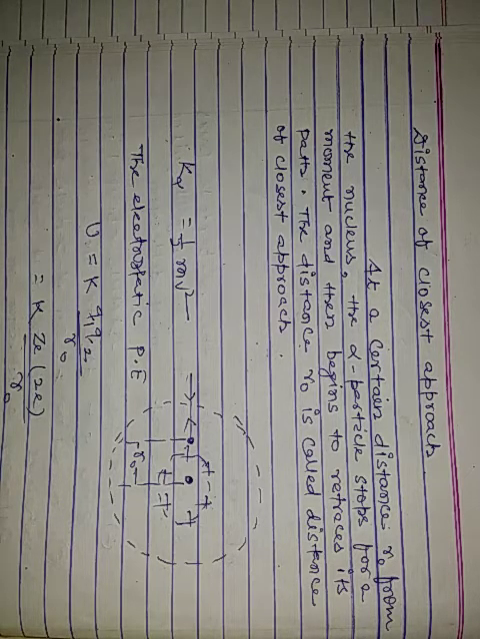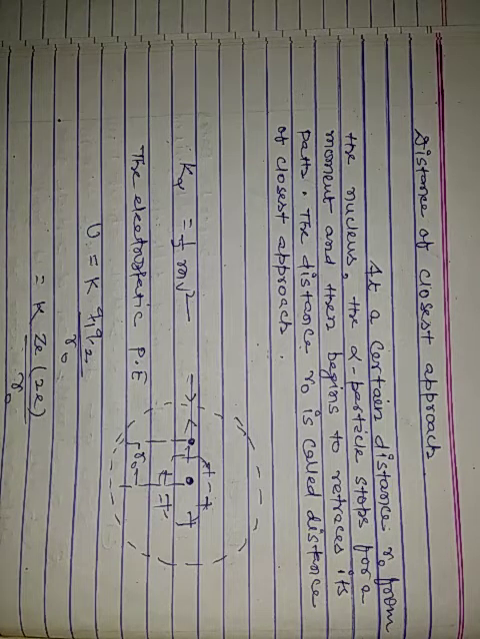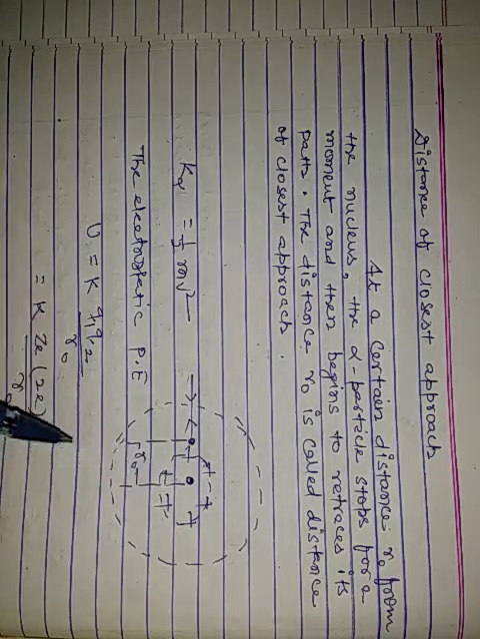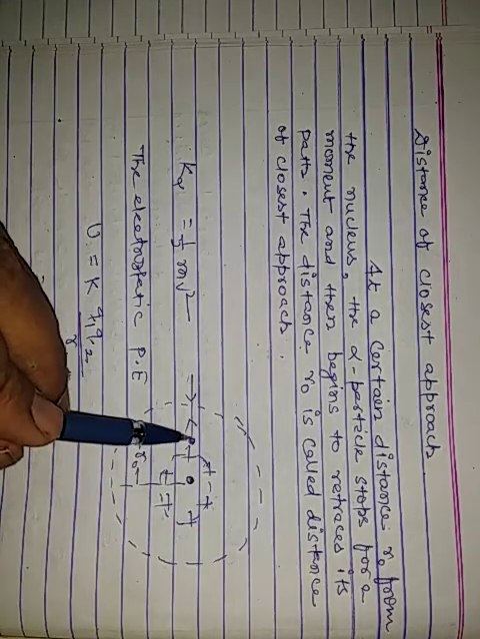After that, the alpha particle can retrace its path. So at the time when it momentarily stops, the minimum distance between the center of the nucleus and the alpha particle is called the distance of closest approach.